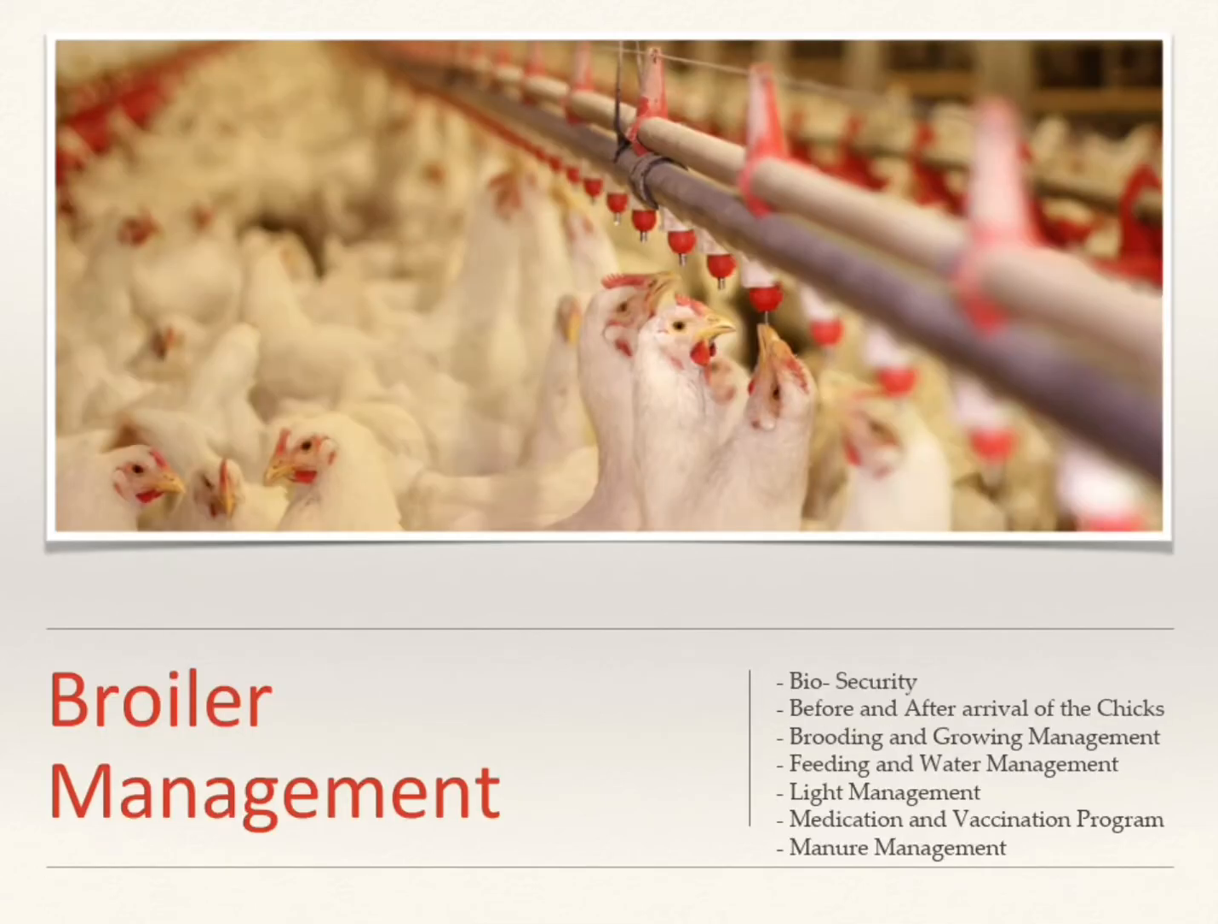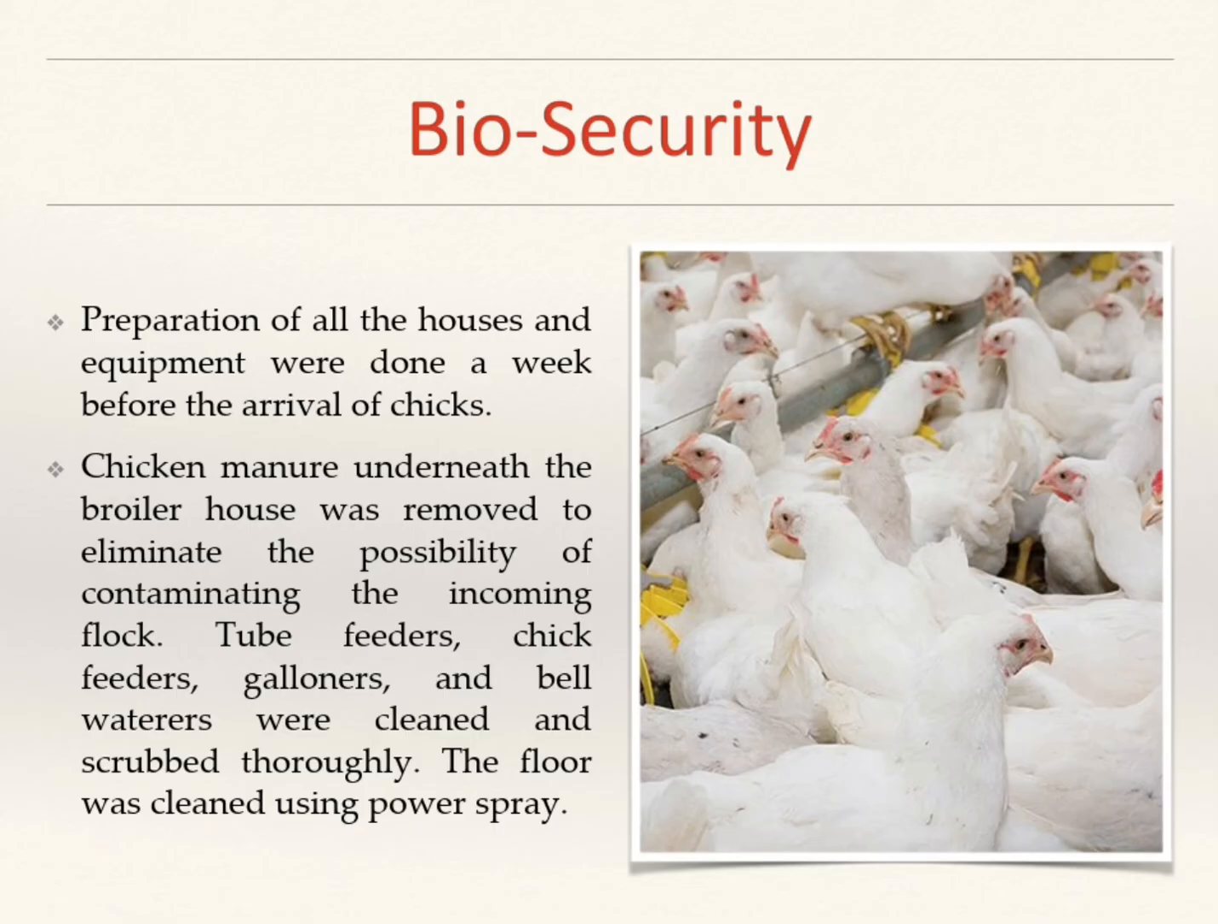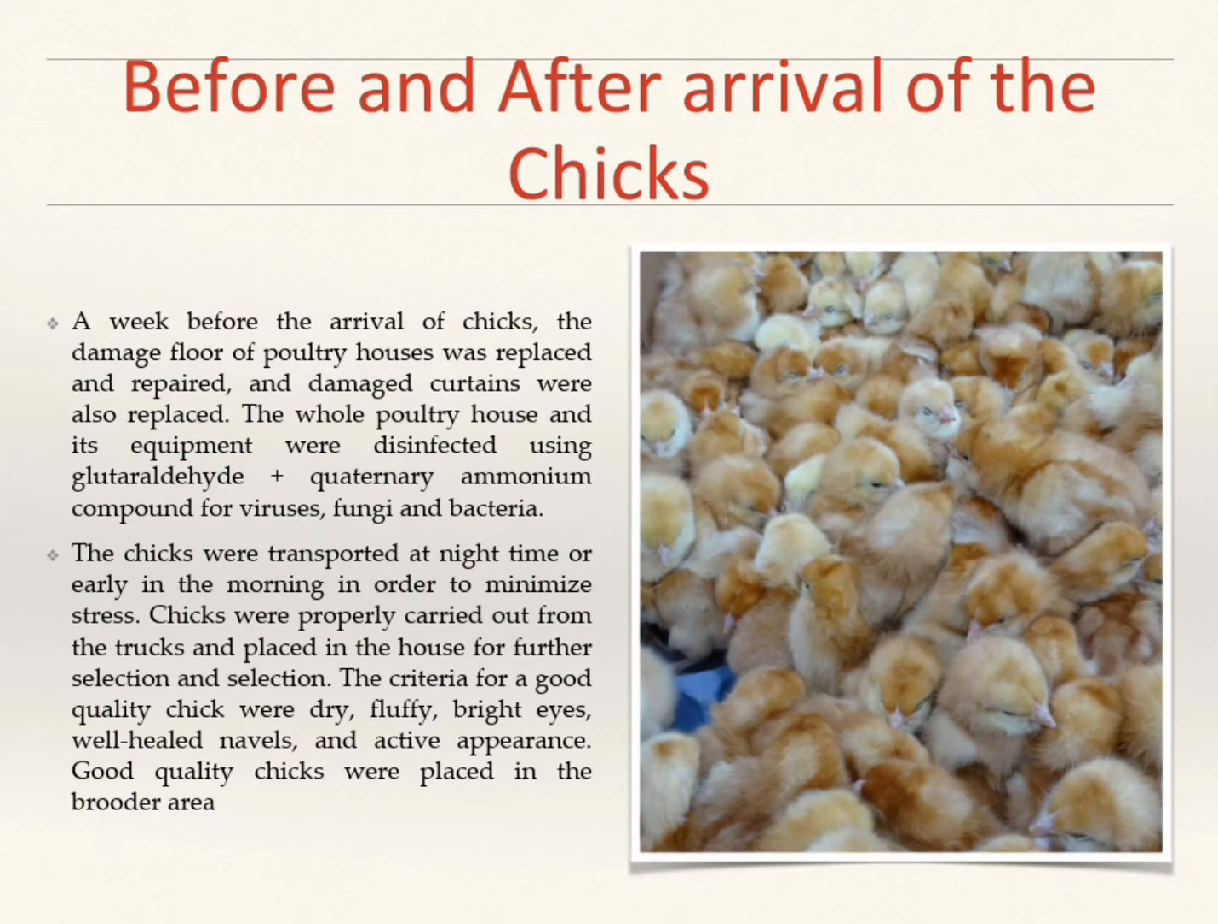So, under the broiler management, we have the biosecurity, before and after arrival of the chicks, brooding and growing management, feeding and water management, light management, medication and vaccination program, manure management. So in biosecurity, preparation of all houses and equipment were done a week before the arrival of the chicks. Chicken manure underneath the broiler house was removed to eliminate the possibility of contaminating the incoming flock. Before and after arrival of the chicks.